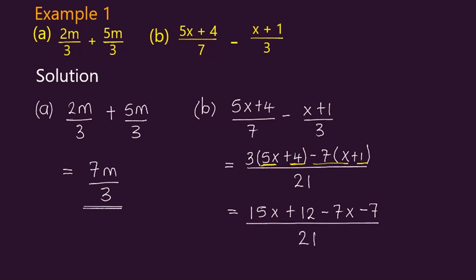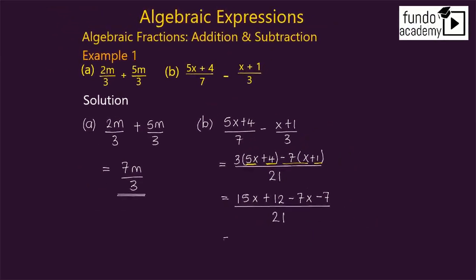We continue simplifying the numerator. We have like terms 15x minus 7x, and that'll give us 8x. We also have the numbers 12 minus 7, and that'll give us 5, and it's all over the common denominator, the lowest common multiple, 21. And that's the solution for our part B.